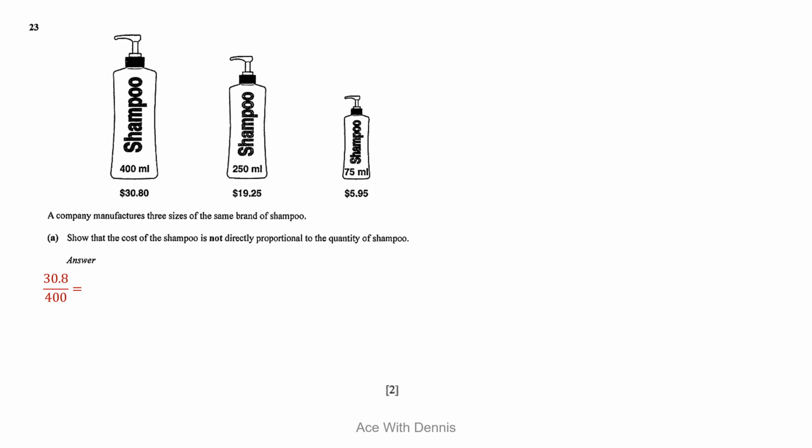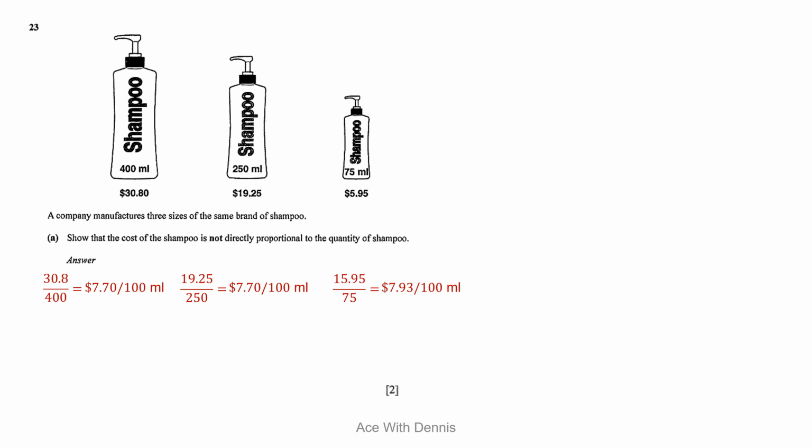It is $30.80 for 400 ml. So we take 30.8 divided by 400 ml, and the cost is $7.70 per 100 ml. Then we calculate the second bottle, which is $19.25 for 250 ml, and we'll get $7.70 per 100 ml as well. So these two bottles have the same rate. Now let's check the last bottle, $5.95 for 75 ml. When we calculate, we find that it is $7.93 per 100 ml.